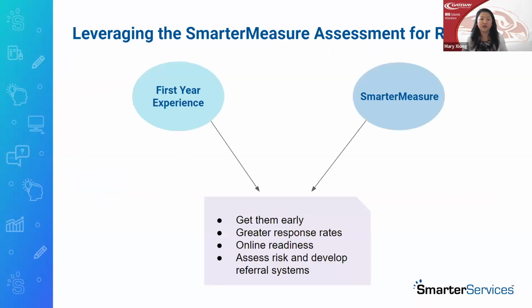So as you can see, the way we were able to leverage Smarter Measures for retention was getting them earlier on, understanding where they were at earlier on. We had greater response rates. We were also able to assess their online readiness, which Smarter Measures does for us successfully. And we were also able to assess the risk and develop referral systems. So by embedding it within the first year experience, many of our students took it as an assignment with a reflection, and within that reflection, instructors were able to think about what do we need to refer them to? How else can I help them?